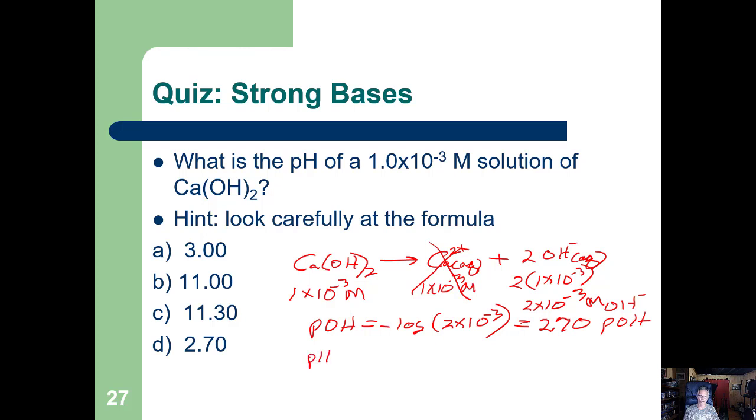To get the pH, I remember that pOH plus pH equals pKw, and pKw is 14. So I'm going to subtract 2.70 from that, and I get 11.30. It would make absolutely no sense to calculate a pH of a base and get a pH that's less than 7. It's a base. If you put it in pure water, it's going to make the pH high. Bases make aqueous solutions' pHs go up, not down. Okay? All right.